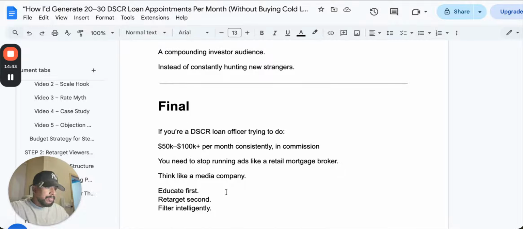All right, so don't feel like you're running the ad like a mortgage broker. Think like a media company that educates first, targets second, and finally filters out smartly.